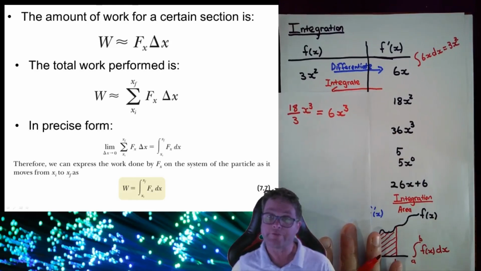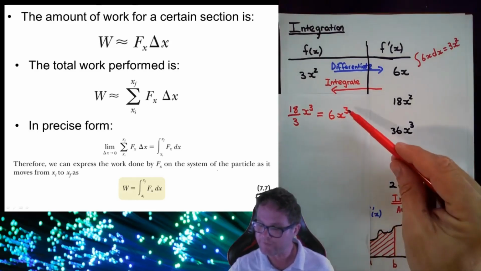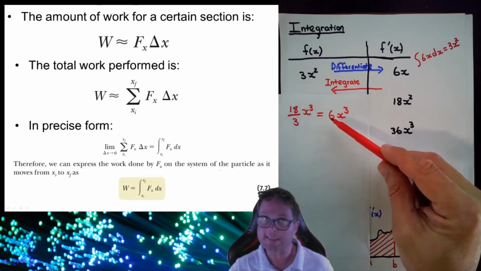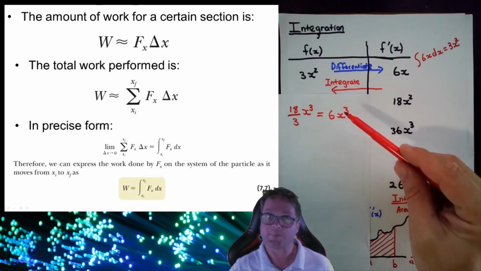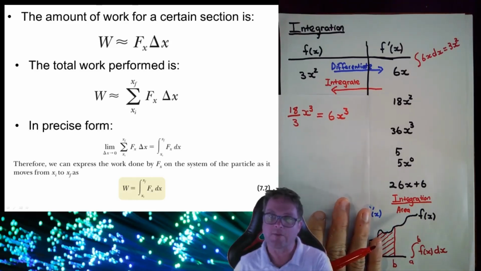We can check if we've performed the integration correctly, and the very simple way for us to check is by differentiating this. If I differentiate this, it becomes 6 times 3 is 18x squared. So this shows that we have performed the operation correctly. We've performed the integration correctly. Let's have a look at another example.